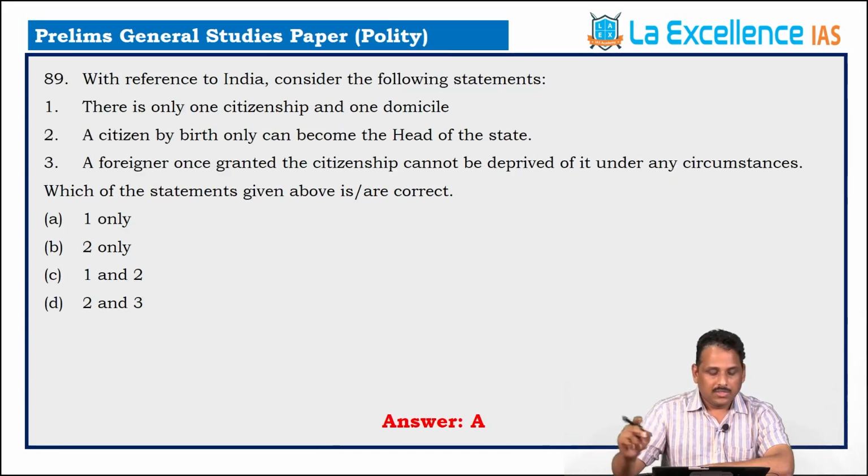With reference to India, consider the following statements. A citizen by birth only can become the head of the state. Wrong. This is the case in the USA, not in the case of India. A foreigner once granted citizenship cannot be deprived. Wrong. If he has got it by fraudulent means, he can be deprived of that. So 2 and 3 are wrong. The answer is 1 only.